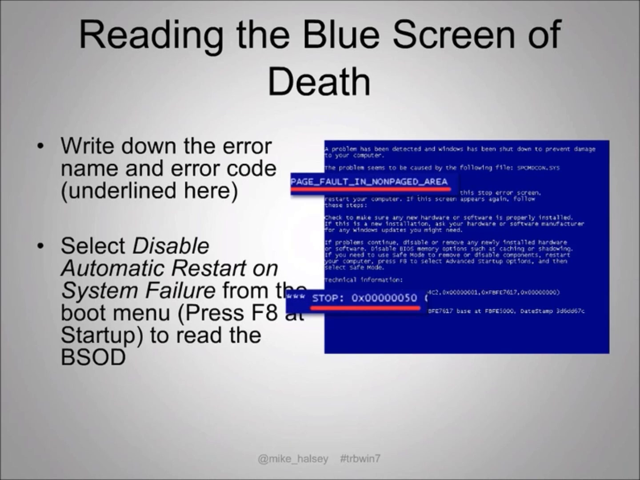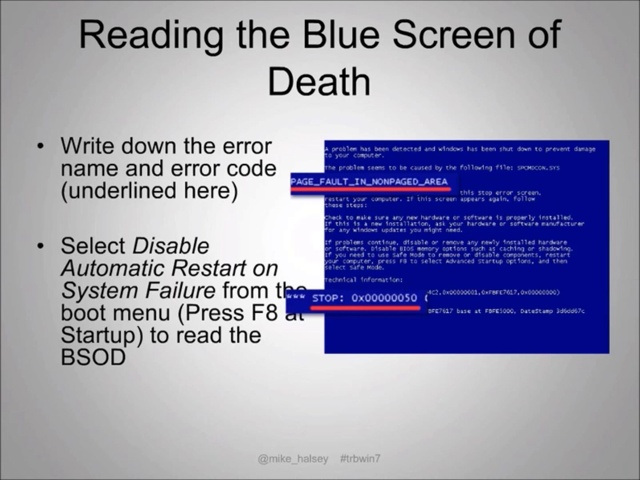And here we've got a little bit of text behind our image, but sometimes when you get a blue screen of death, it will appear for about 2 or 3 seconds, and then your computer will restart and you won't get to read it. If that happens, then you want to get to the Windows 7 boot menu, which means pressing the F8 key between the BIOS disappearing and the Windows 7 loading logo appearing to bring up the boot menu, and from the boot menu select the option Disable Automatic Restart on System Failure.